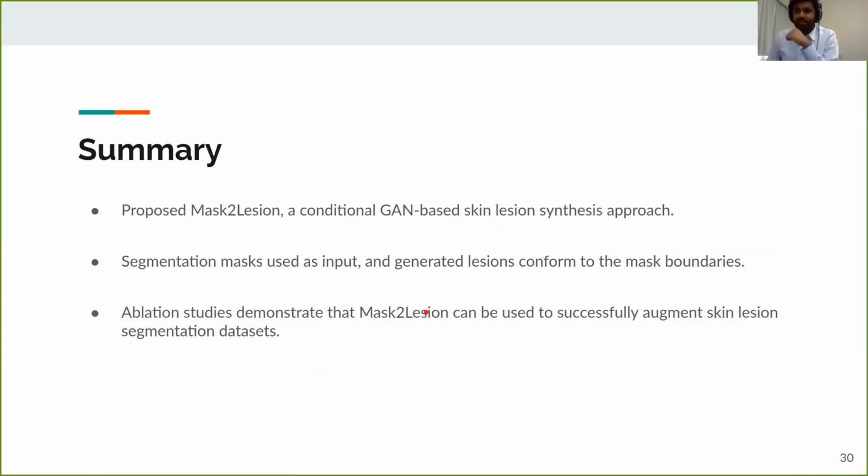So to summarize this work, we propose master lesion, a conditional GAN-based skin lesion synthesis approach, which uses skin lesion masks as inputs and generates realistic images of skin lesions as output. And we showed that these outputs conform to the input mask boundaries. And our experiments showed that the output can be successfully used to augment skin lesion segmentation datasets.